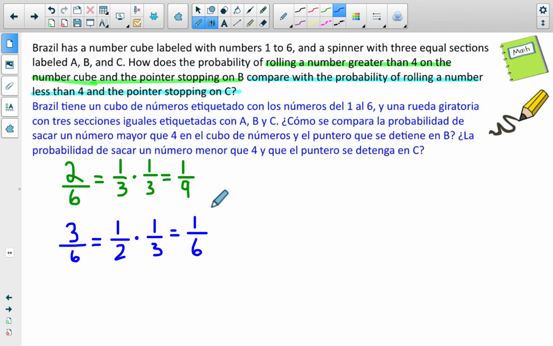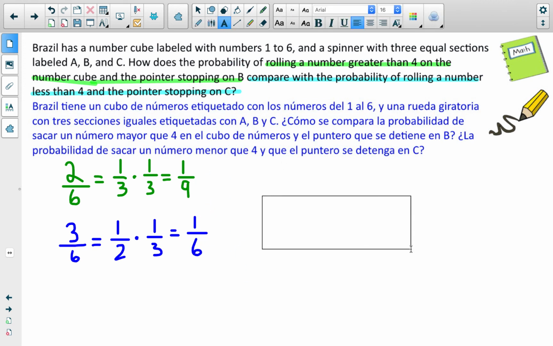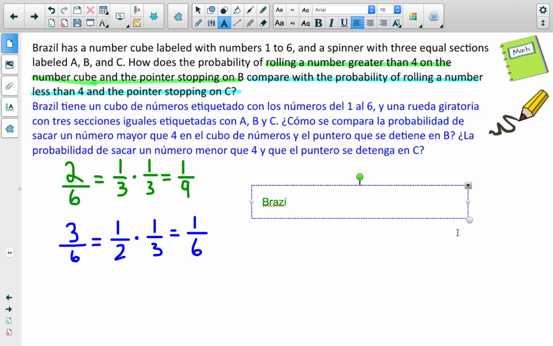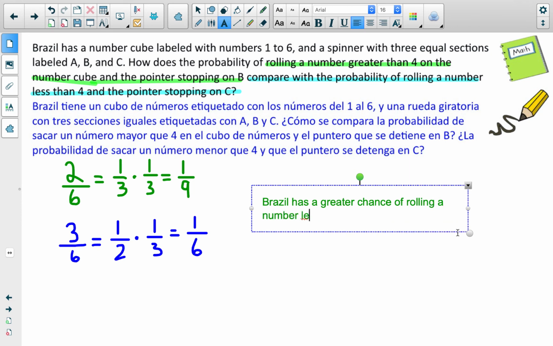The bottom one, the one that's in blue, is a higher probability. Fractions are greater if the numerator is the same. The denominator being smaller makes the fraction overall bigger. Having 1/9 of something is much smaller than having 1/6 of something. Think of cutting a pizza into 9 slices and only taking 1 versus cutting a pizza into 6 slices, the same size pizza, and taking 1. You'll get more pizza in the bottom. So, Brazil has a greater chance of rolling a number less than 4 and the pointer stopping on C.